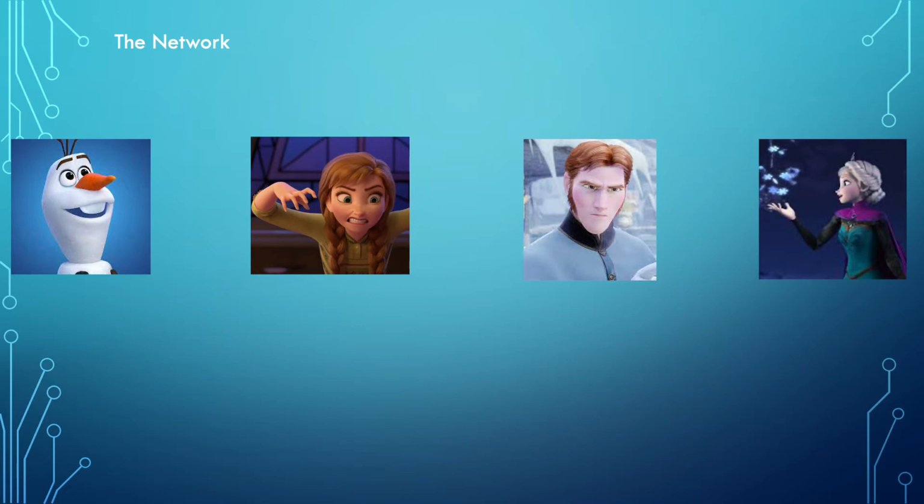Olaf the snowman wants to help Anna over to the fireplace to warm her up and allow her to stay alive. So here's the arrow for Olaf activating the expression of Anna. Anna wants to do her best to stop Hans and his evil plans, so Anna acts as a repressor to Hans and gets a T-bar.